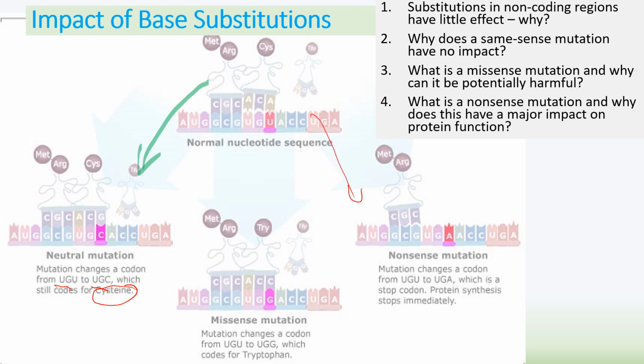A nonsense mutation is where the mutation changes the code, but instead of coding for a new amino acid, it codes for a stop codon. So wherever that mutation occurs, at that point, no more amino acids will be added on, which is a massive impact. And the last one, a missense mutation, is where it will change from one amino acid being coded to another, which can obviously have a big effect on the protein.